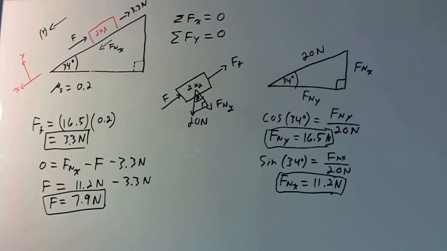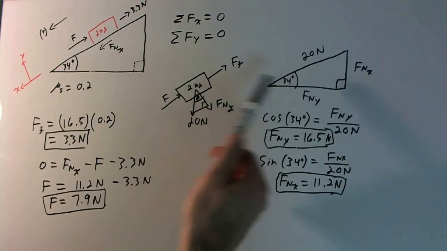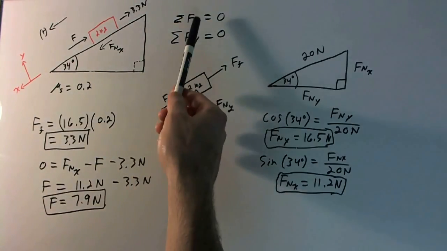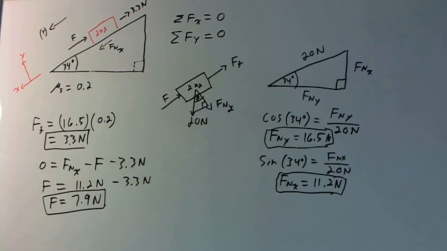All right? So again, the hardest part is this part right here. And actually these two parts. Getting the proper free body diagram, getting the proper triangle, making sure you don't screw up trying to calculate the legs. And then once you have that, you can calculate the friction easily. And then use the fact that the sum of the forces in the x direction have to be 0, and you get the force that's required to keep the block from moving is 7.9 newtons.